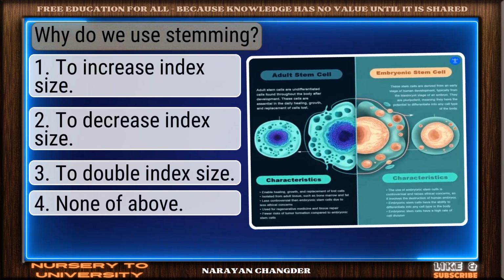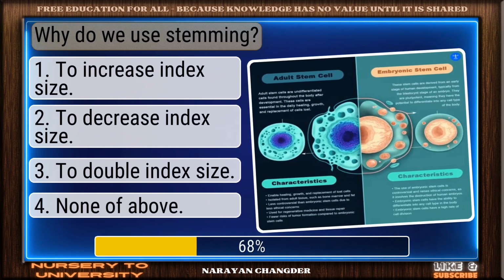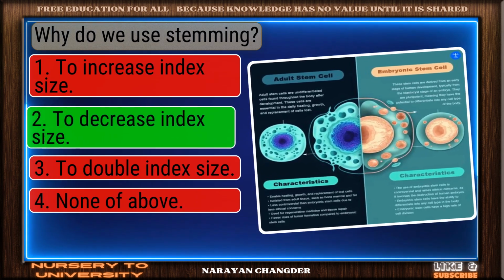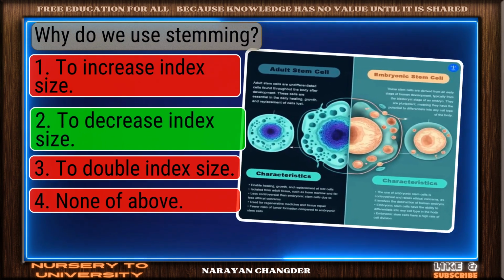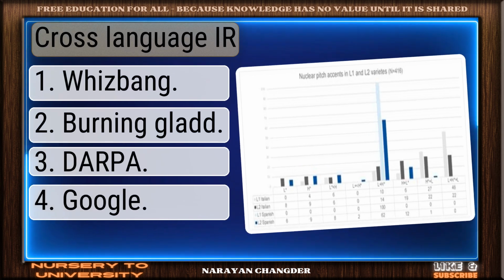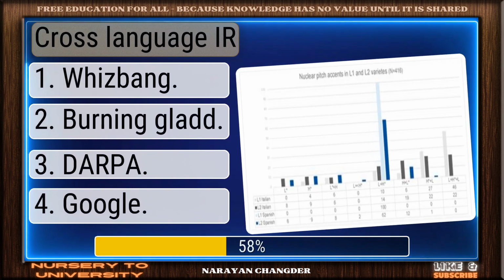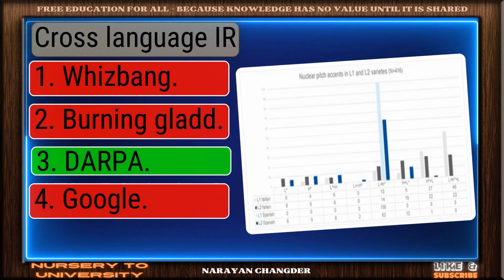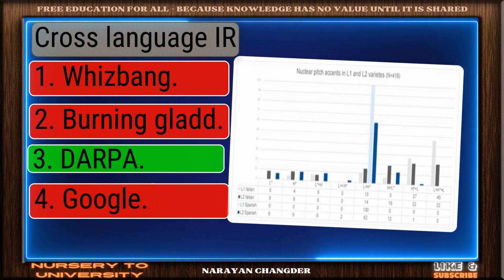Why do we use stemming? Smart pick. To decrease index size is the correct choice. Cross-language. Correct. DARPA is the right answer.